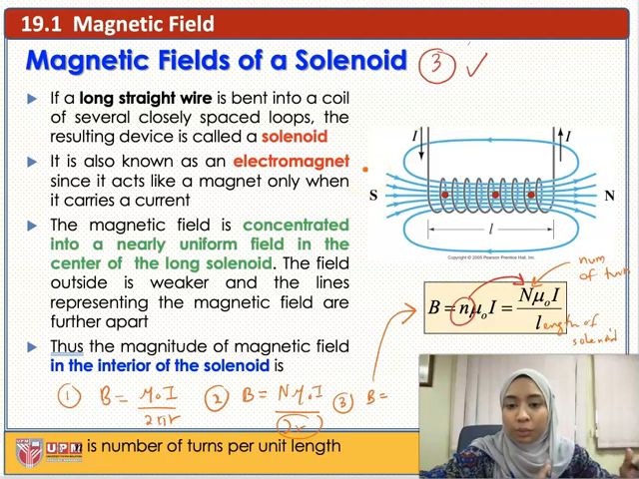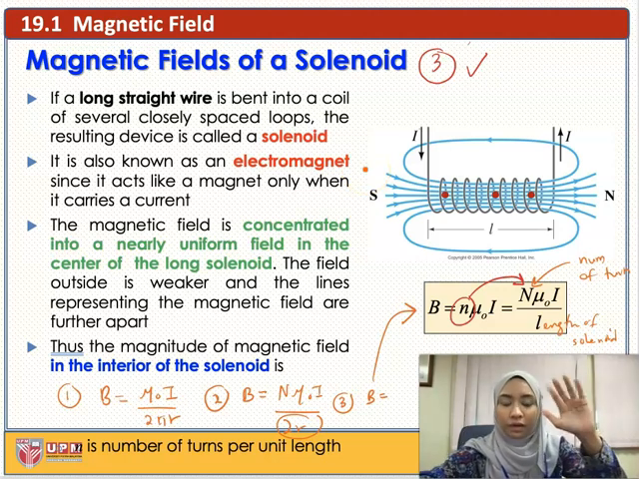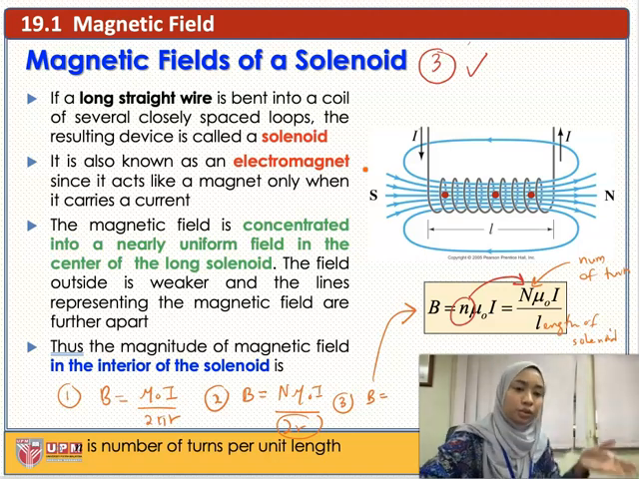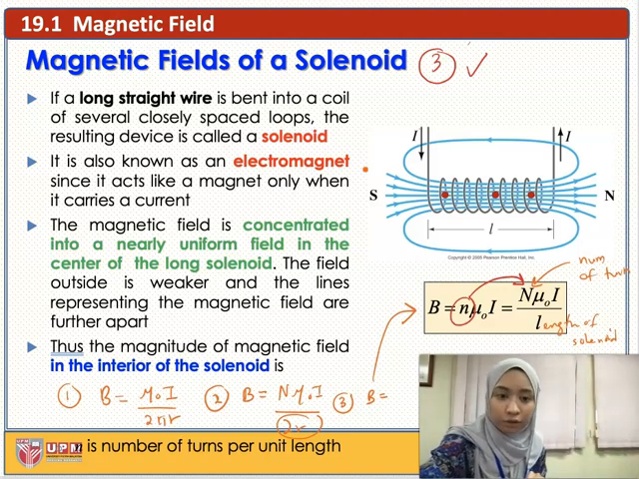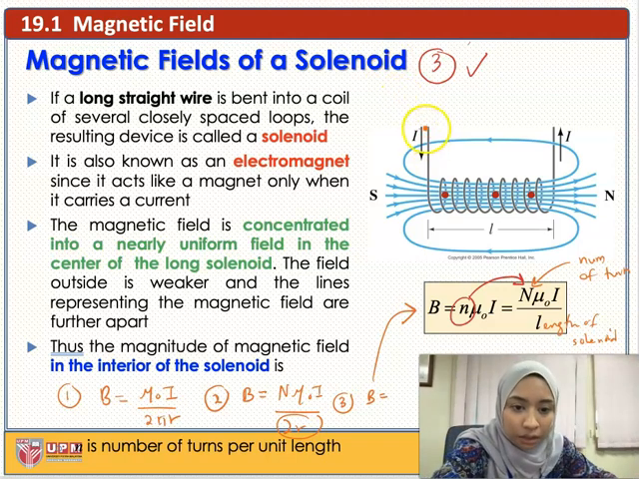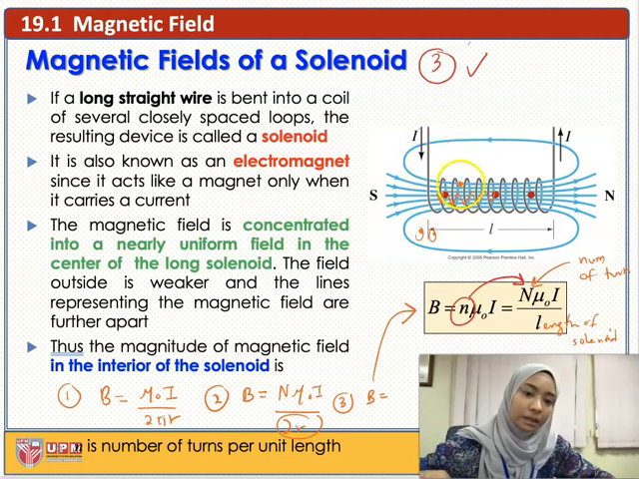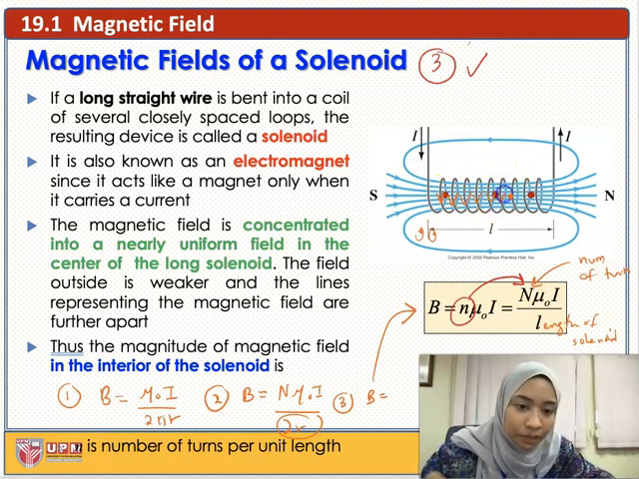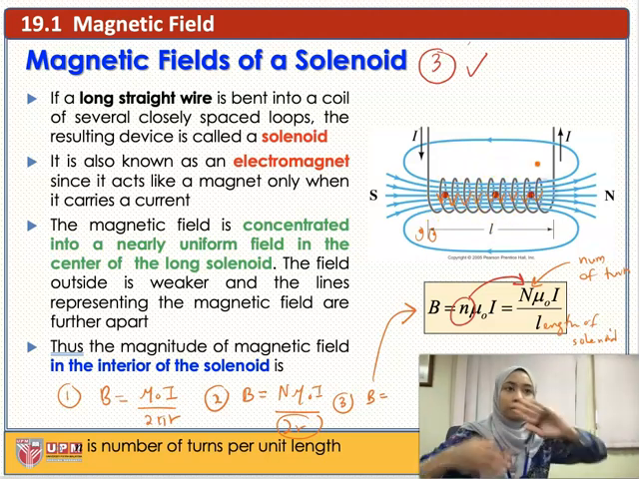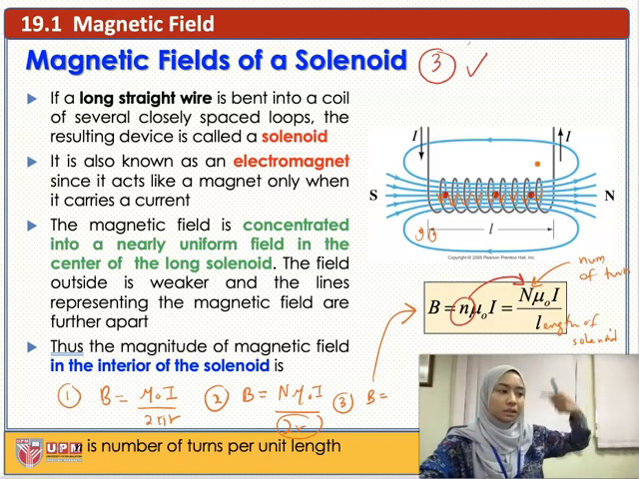How do we determine which pole is which? Using your right hand rule again, you curl your fingers in the direction of your current. Here, the current goes from here to here. I am looking from this angle, this is my eye. So the current is going down, going up at the back, then down, up at the back, then down, up at the back and then down. This is what I'm seeing from the front part of the solenoid. The solenoid is circular, right?